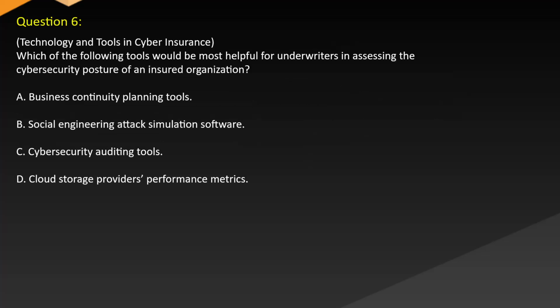Question 6. Technology and tools in cyber insurance. Which of the following tools would be most helpful for underwriters in assessing the cybersecurity posture of an insured organization? A. Business continuity planning tools. B. Social engineering attack simulation software. C. Cybersecurity auditing tools. D. Cloud storage providers' performance metrics.